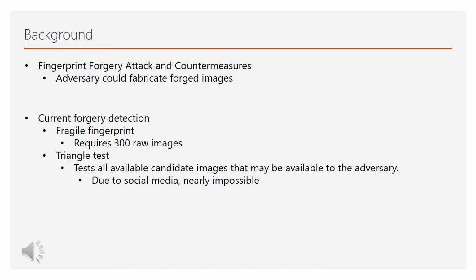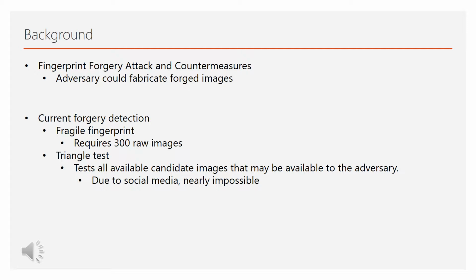Fingerprint forgery attack and countermeasures. A fingerprint forgery attack could be done by someone with malicious intent who wanted to fabricate forged images. There are two current forgery detection methods. The first is the fragile fingerprint method. This method requires 300 raw images. 300 is a lot.